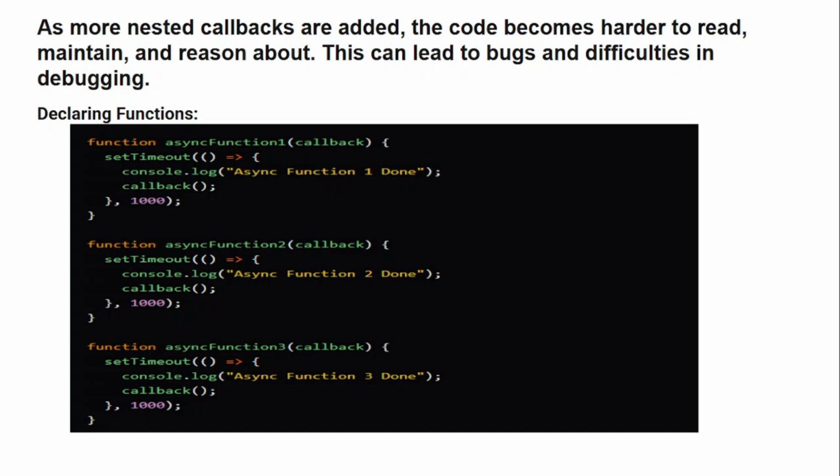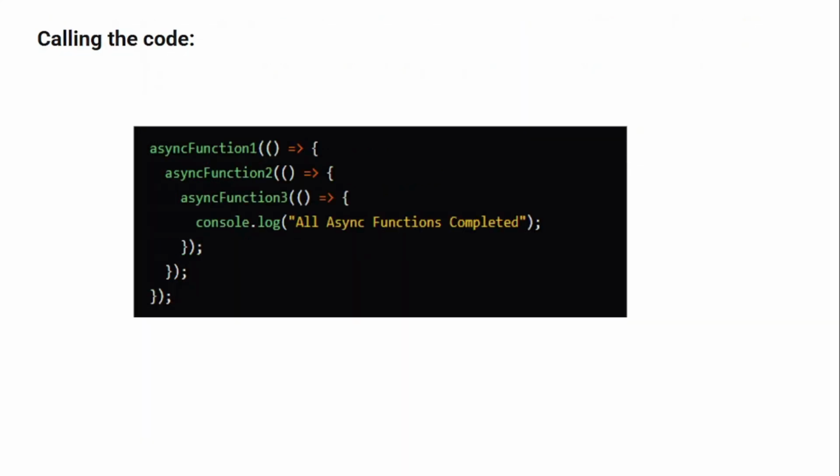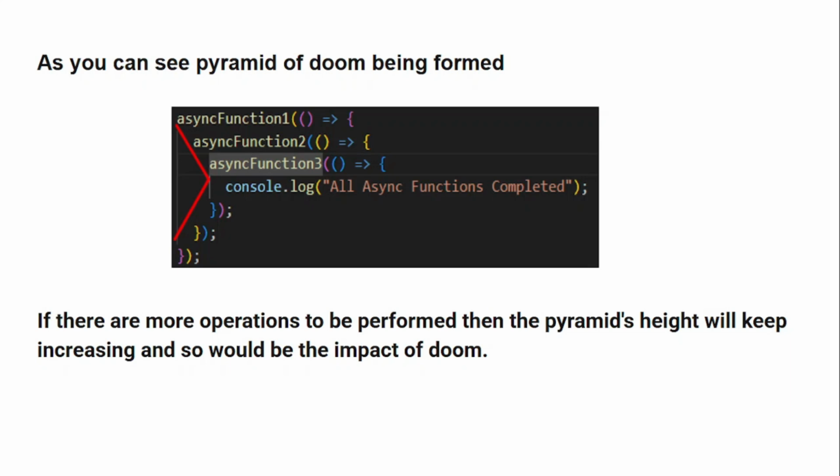Okay. Similarly, asyncFunction2, so that was async function 1, this is async function 2, and similarly we have written async function 3. Just the statements are different. So async function 1 done, async function 2 done, and async function 3 done. Now we are calling the functions. So async function 1 followed by async function 2, followed by async function 3, and within there we have got our console.log all async functions completed. Okay, as you can see, pyramid of doom being formed.